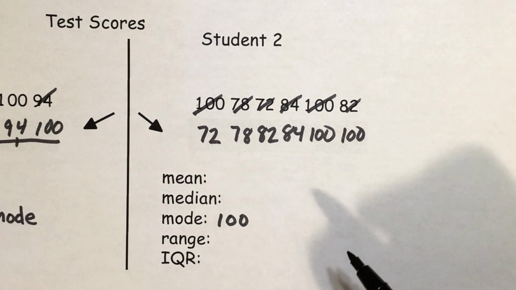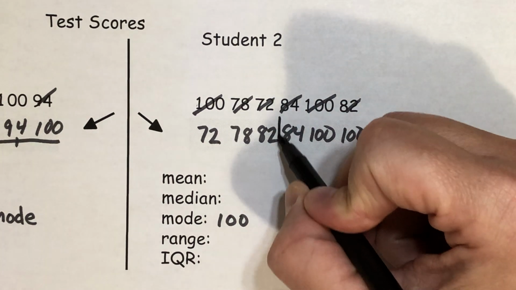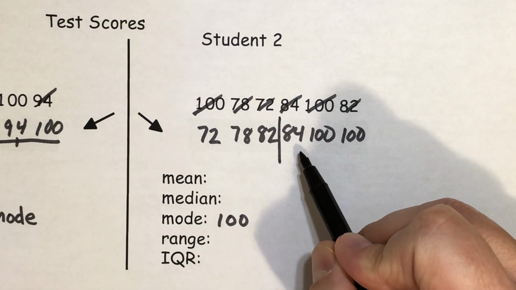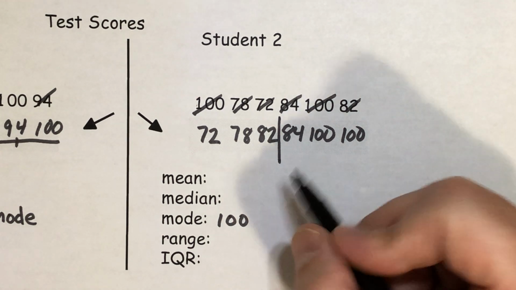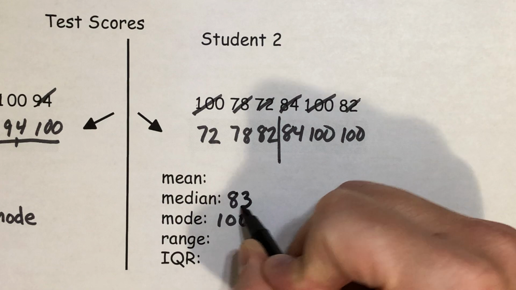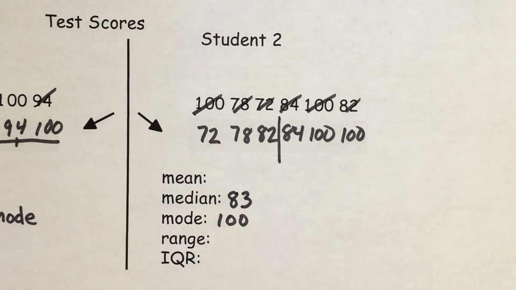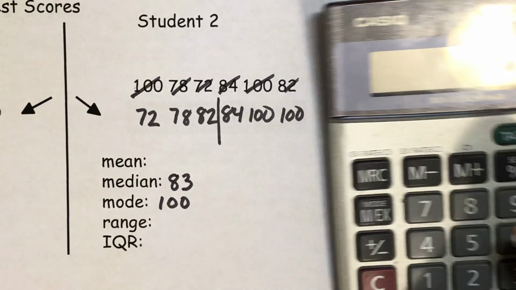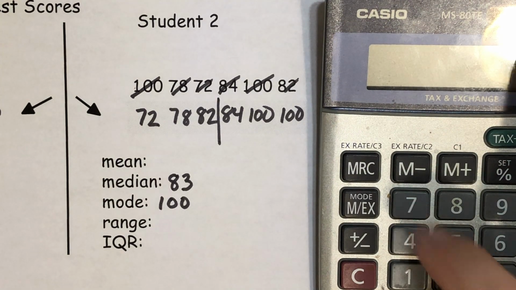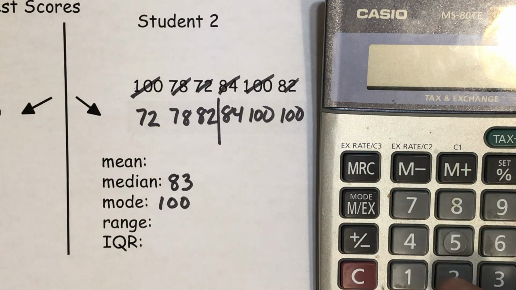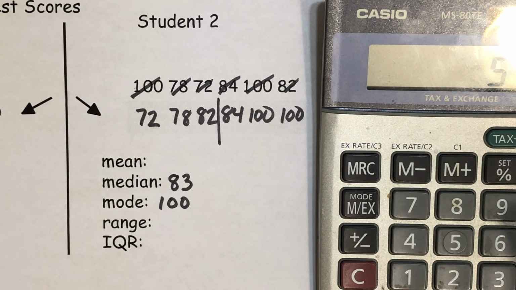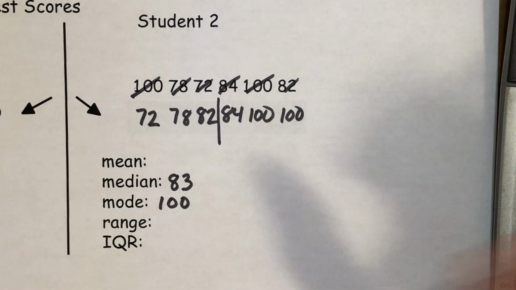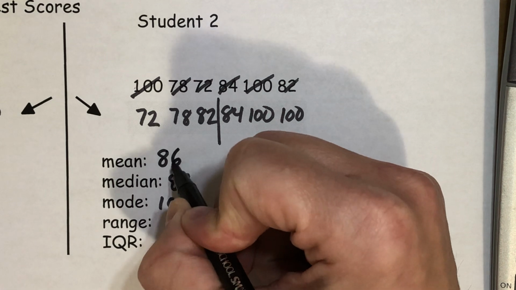Again, I like to start with the median since my numbers are right in the middle here. I've got 82 and 84. You could use a calculator for that, but to me it's very obvious that 83 comes right between there. So I'm going to save some time and be efficient. Let's find our mean. We do that again by adding up all the numbers and dividing by 6. 72 plus 78 plus 82 plus 84 plus 100 plus 100 equals 516. We divide that by 6, and this student also had an average score of 86.